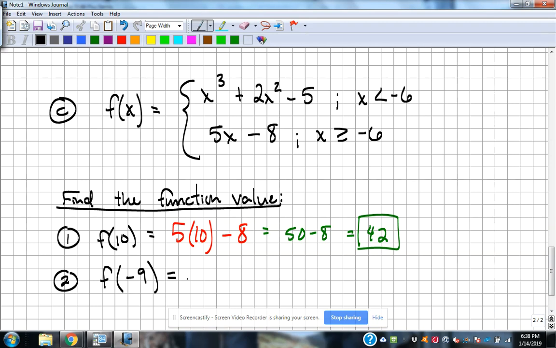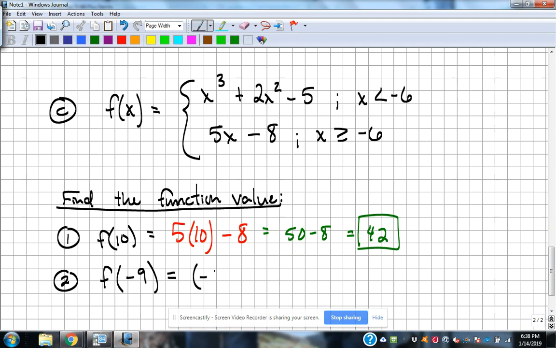Let's do another one. Same function, not changing it up, just looking at a different function value. They ask us to find f of negative 9. Where does negative 9 fit in the inequalities, the domains of each piece? Less than negative 6, right? Owing somebody $9 is worse than owing somebody $6. So we're going to plug negative 9 into the first piece, because negative 9 is less than negative 6. That's the reason we're going to use that piece.